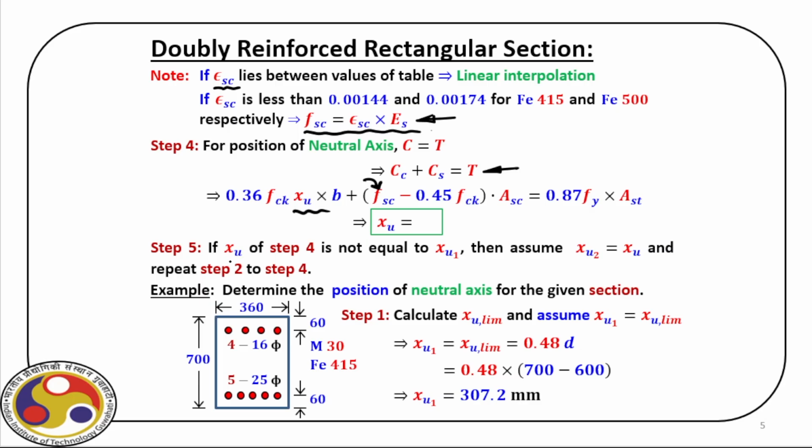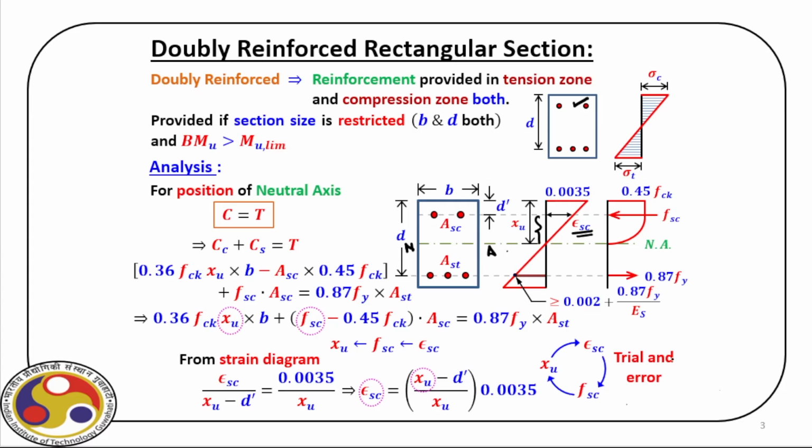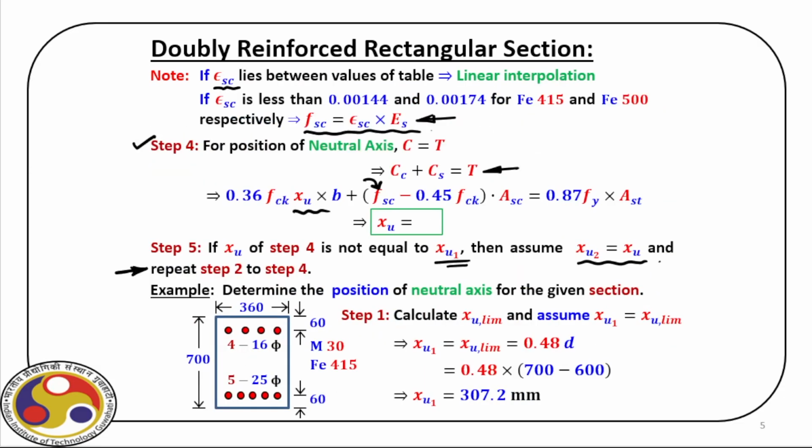So in the next step, if XU in step 4 is not equal to XU1, obviously we have to reassume that this new XU2 is the level of neutral axis. Then we have to repeat the procedure from step 2 to step 4. That's how we carry out this iterative trial and error procedure, and finally we converge to the level of neutral axis. So for that, let us take an example.